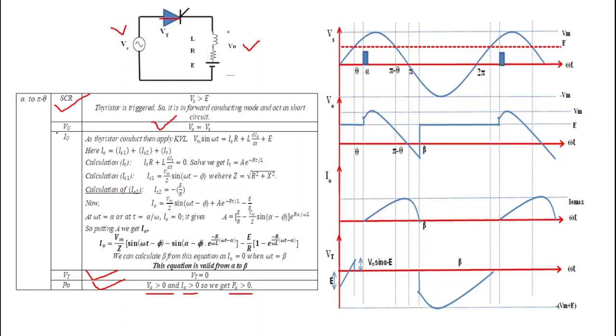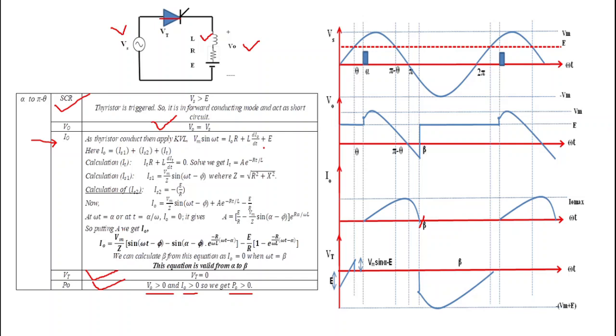Now one more important point: what is the current I0? Here in this waveform, an inductor is connected in the load circuit. Whenever there is an inductor in the load circuit, we get current up to beta. Now, what is the exact equation of current? When the thyristor is conducting, we apply KVL in this loop. We get Vm sin omega t equals I0 R plus L di0 by dt plus E.